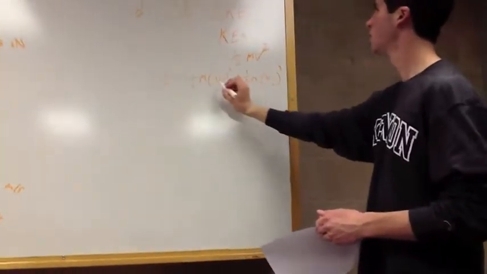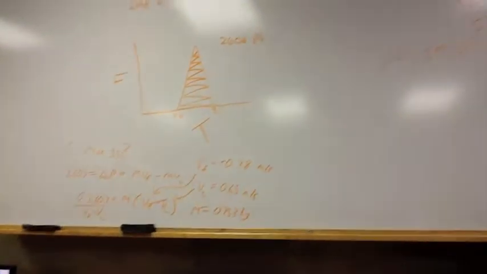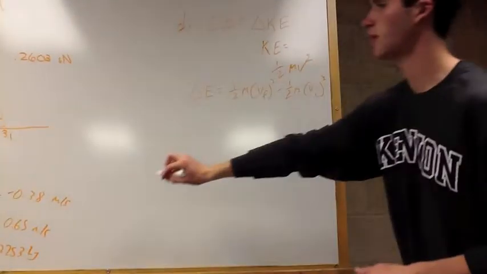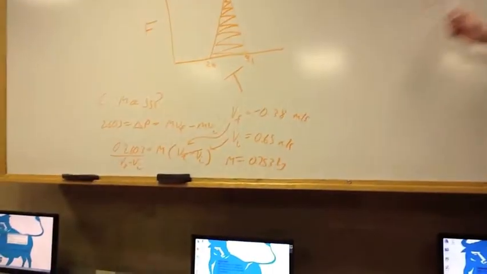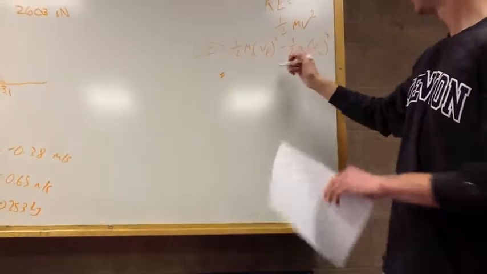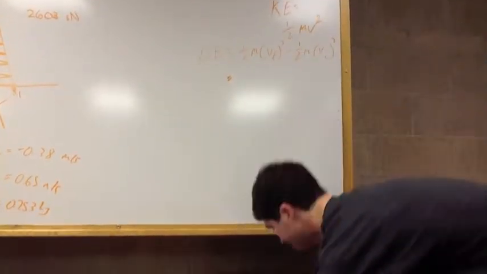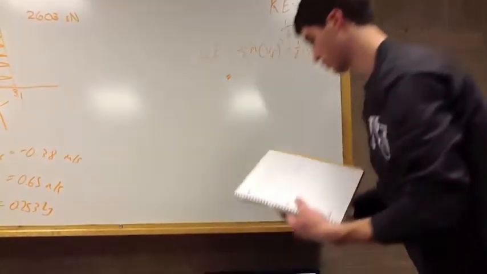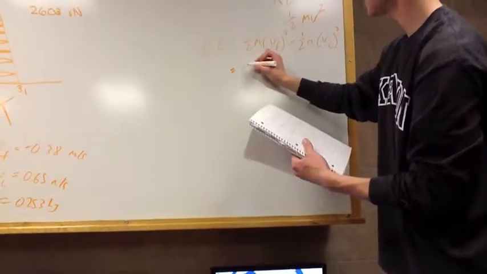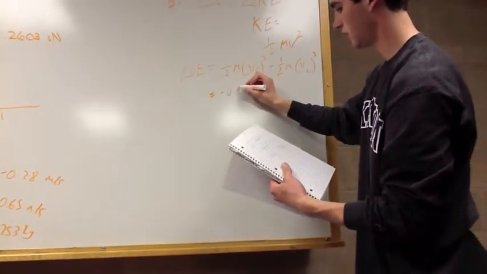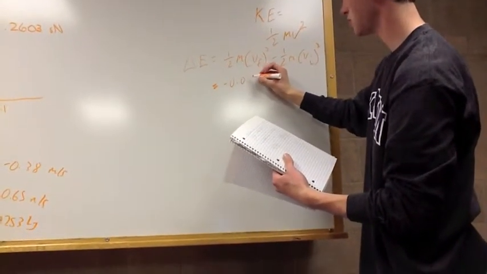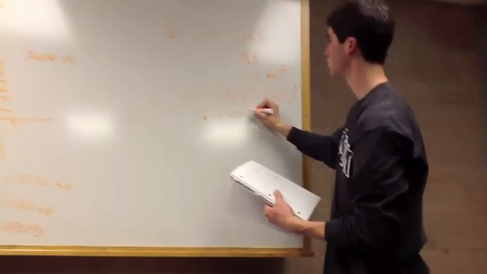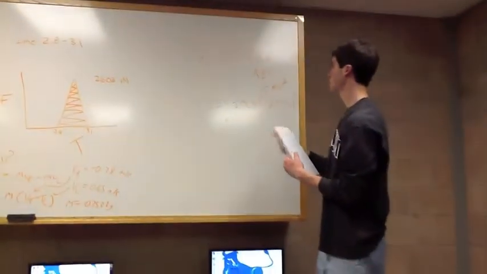And we know, we just found mass in part C, and we know the final velocity, and we know the initial velocity from down here. So if we plug all those numbers in, these are all known values, we get that the total energy of the system went down by 0.0352 joules, so it lost that much energy.